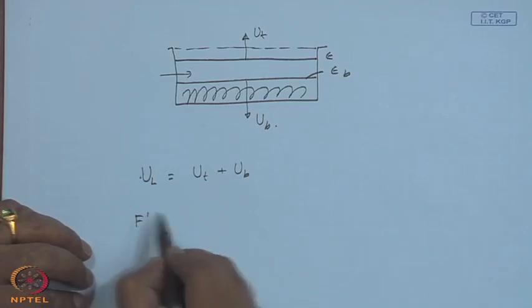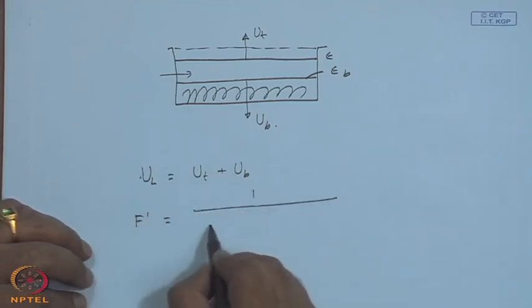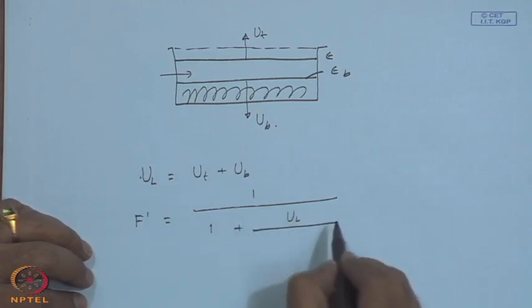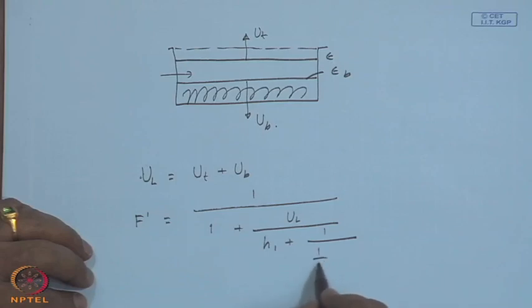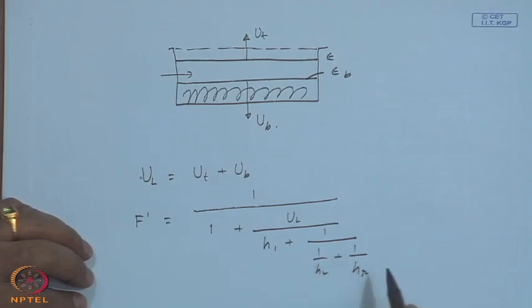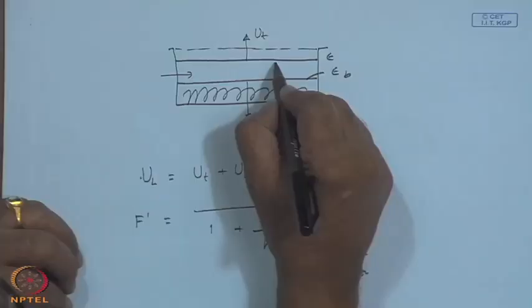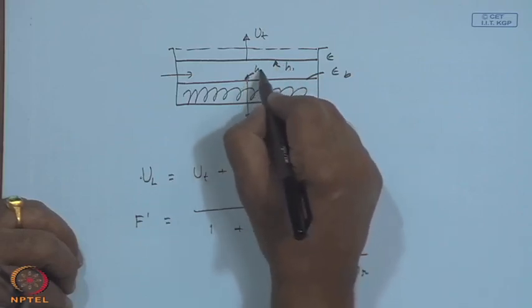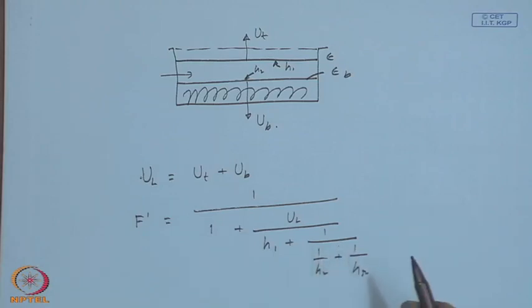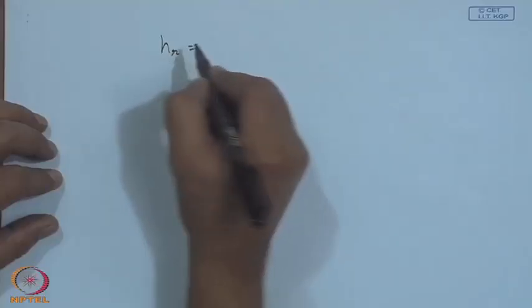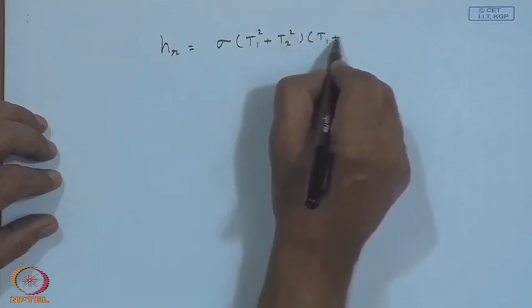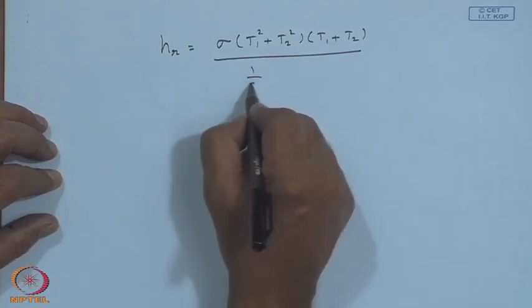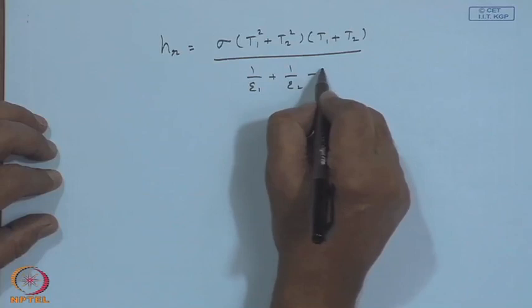Here the collector efficiency factor we have expressed as 1 upon 1 plus UL by H1 plus 1 upon 1 by H2 plus 1 by Hr. You can see that this is H1 at the top and this is H2 at the bottom plate. And the effective radiative heat transfer coefficient Hr is defined as sigma times T1 squared plus T2 squared times T1 plus T2, upon 1 upon epsilon 1 plus 1 upon epsilon 2 minus 1.